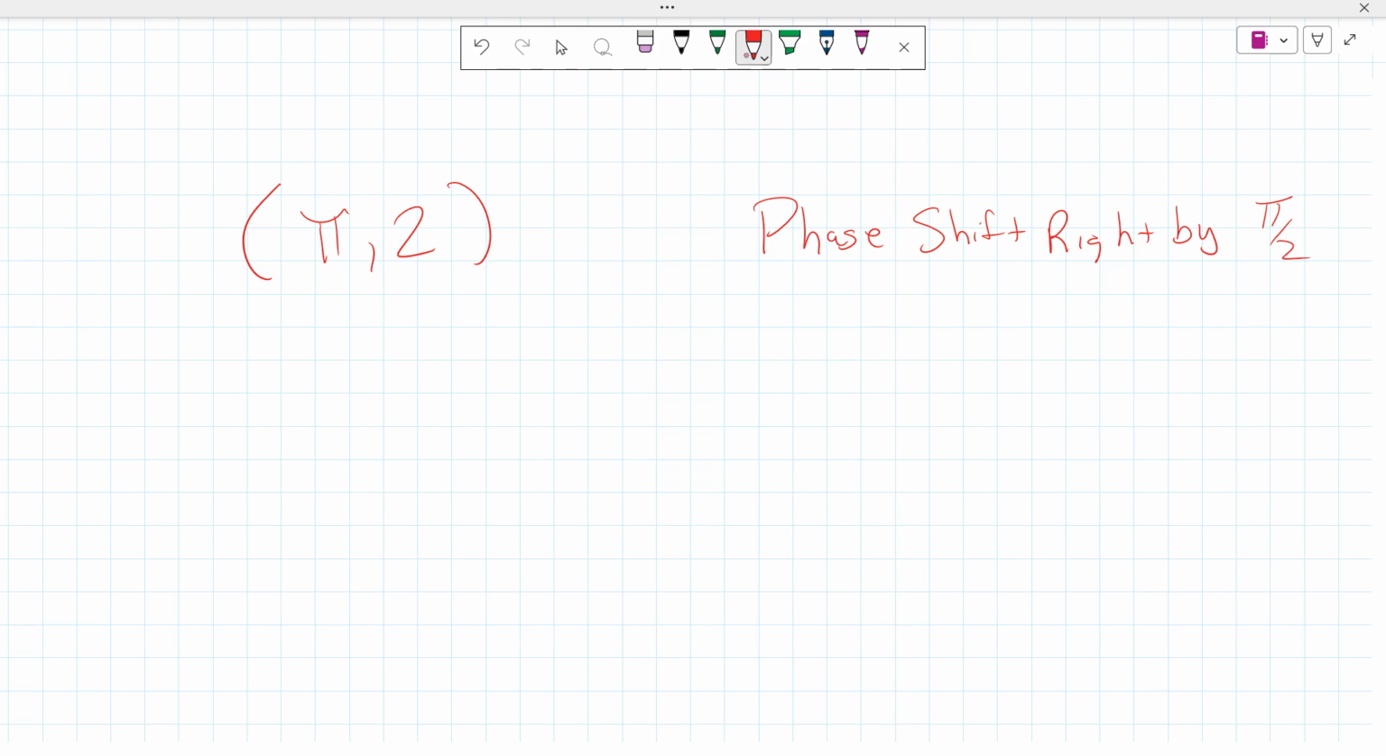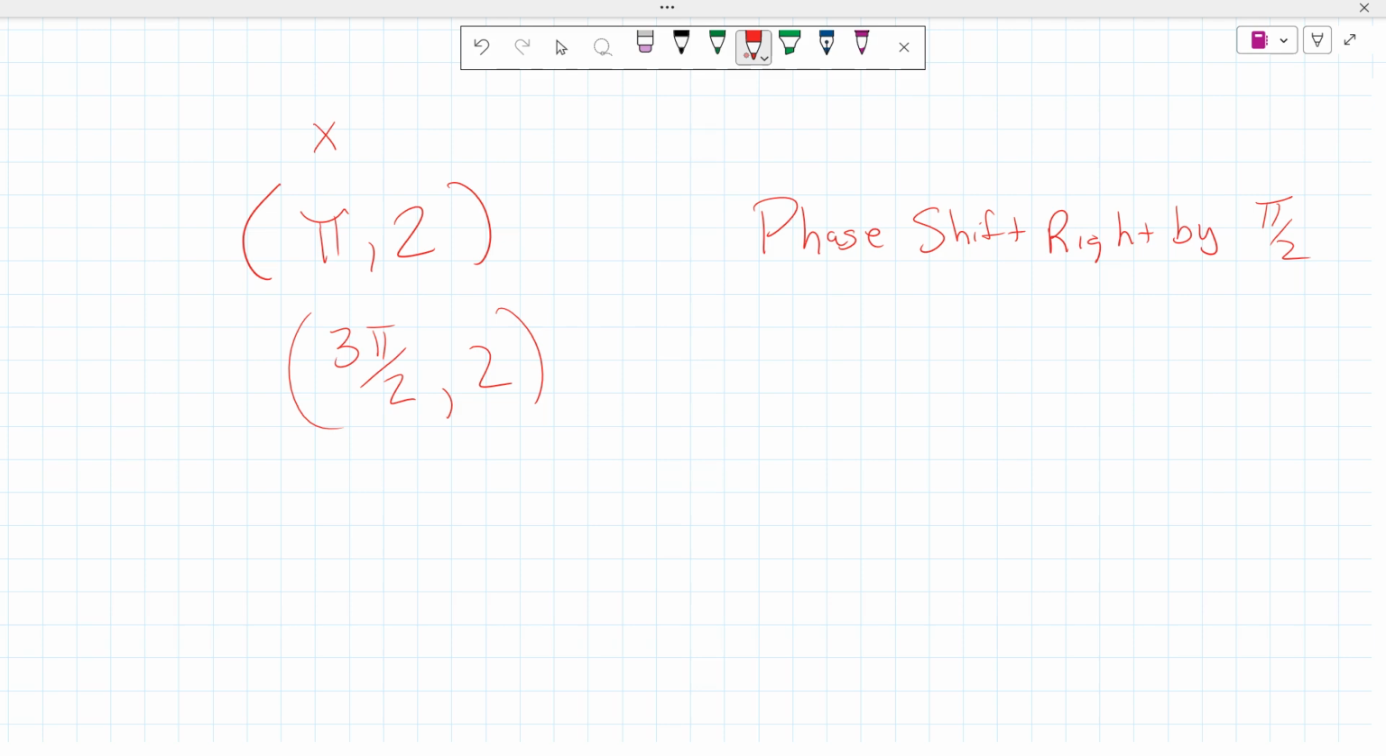Well, if it's right or left, it affects the x variable, right? A phase shift to the right by pi over 2 makes it (3 pi over 2, 2), because we just add pi over 2 to the pi over 2. Well, 1 pi over 2 plus 2 pi over 2 is 3 pi over 2.